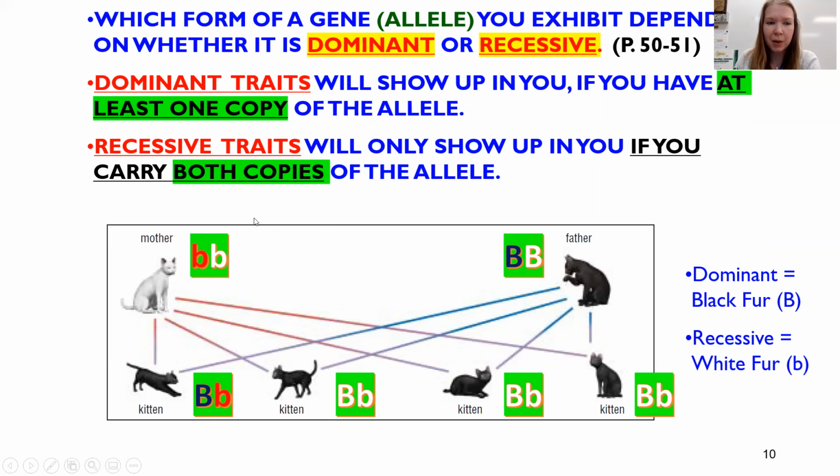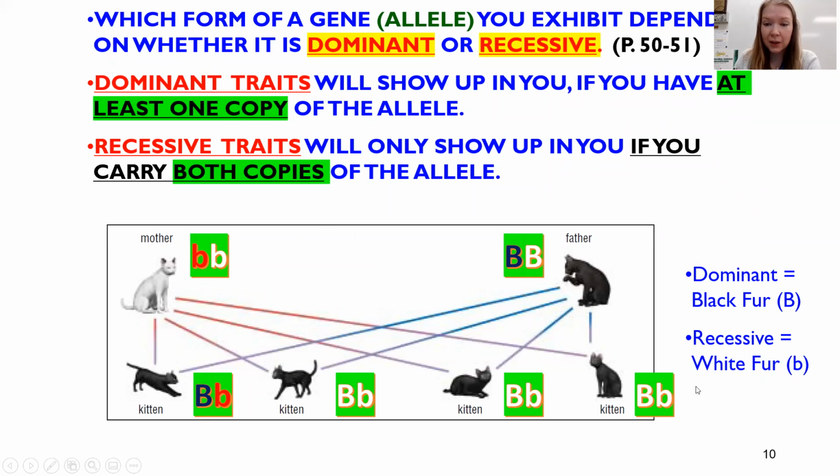So we categorize the mom as she has both alleles the same, so that means she is homozygous, and it is recessive, so homozygous recessive alleles. Whereas the dad is going to be homozygous dominant, so he's got the dominant allele represented by two big B's.